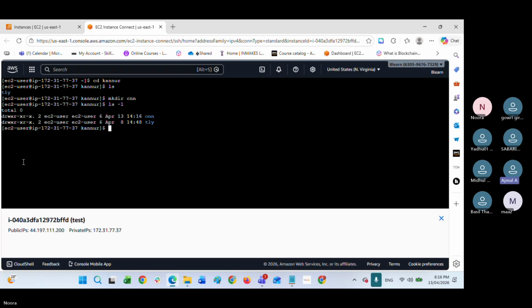Okay, so Gauri, are you understanding? The first, so how did Ajmal say that? Because we have already explained to you the first 3-bit belongs to user, the second 3-bit belongs to group, and the last 3-bit belongs to others. Okay, Gauri and Basil. Basil and Yadu also, right? Are you understanding?